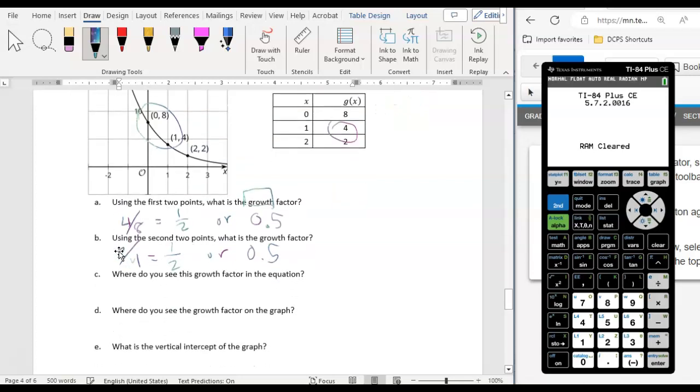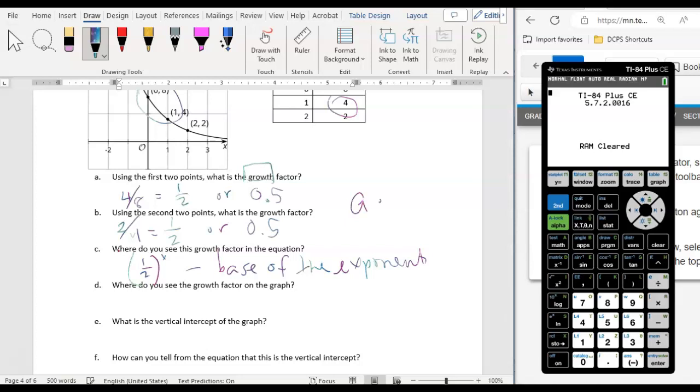We see this growth factor in the parentheses of the equation. So it is again the base of the exponent. And it would be where b in the equation a times b to the power of x, it is b. Where do you see the growth factor on the graph? So again, we see the y values are going down by half each time, or halving each time.